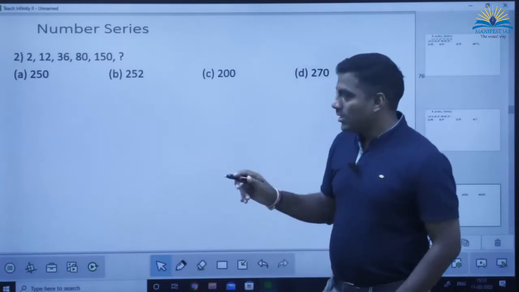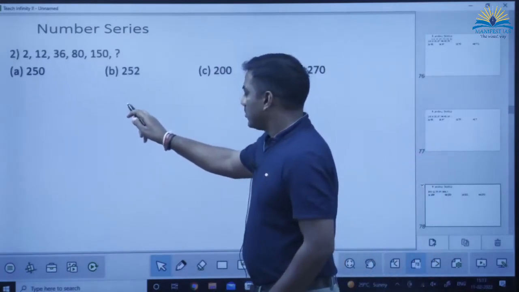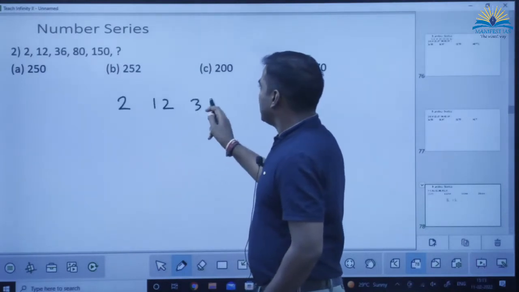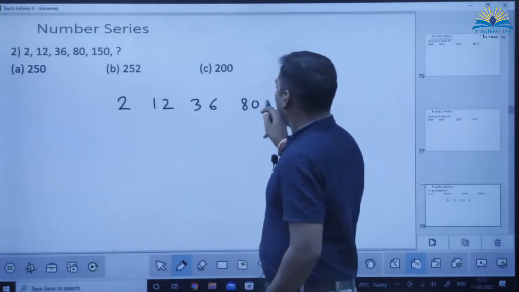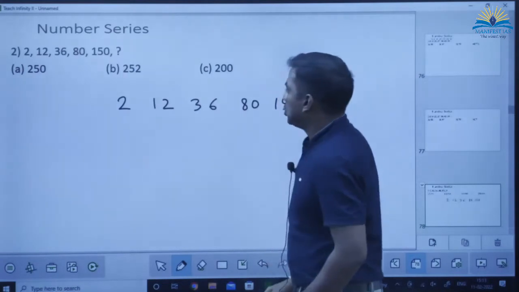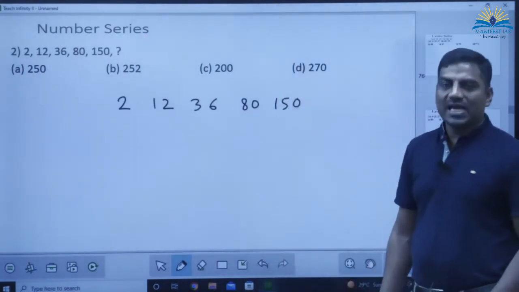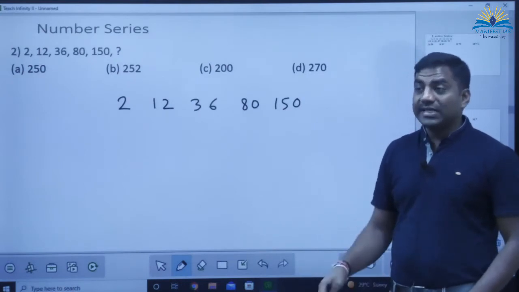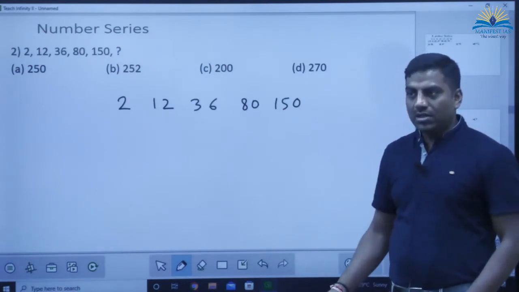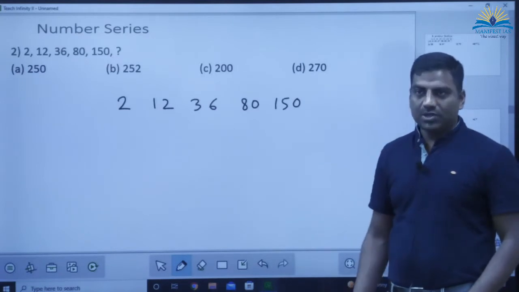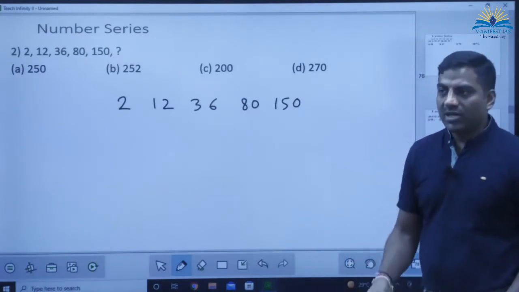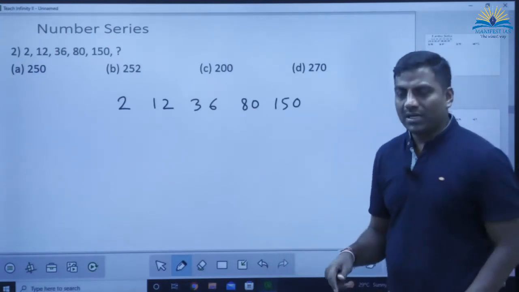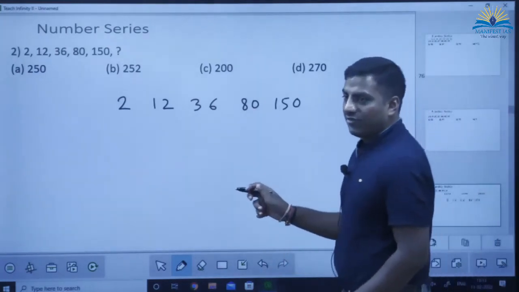But you write down 2, 12, 36, 80, 150. Anyways, they are increasing. No matter that they are increasing exponentially here, you go for the difference, because we are not getting any common ratio, no? A factor which can multiply to the previous number. We are not getting that one. So better we go for the difference only.